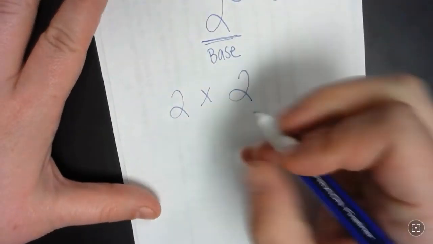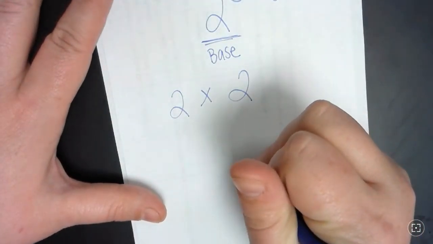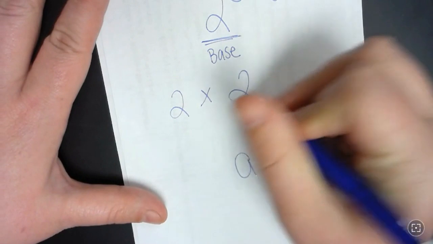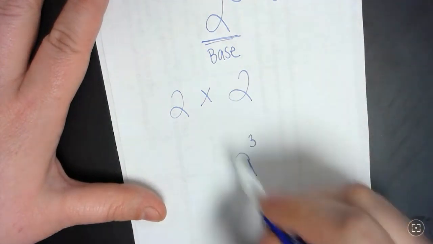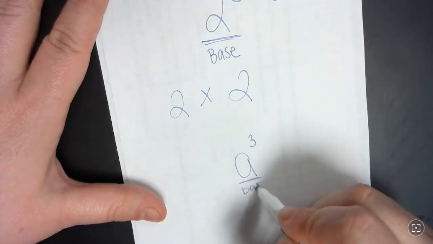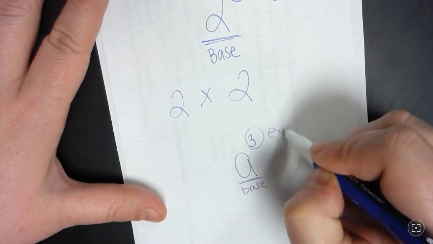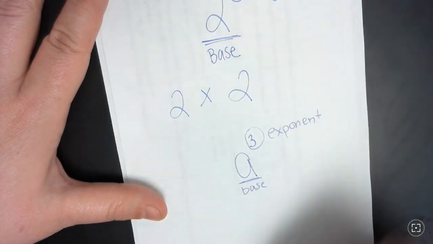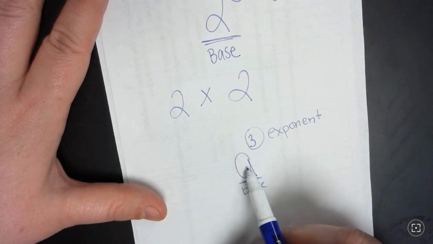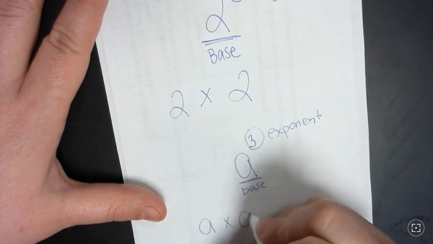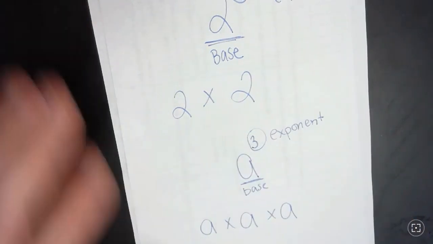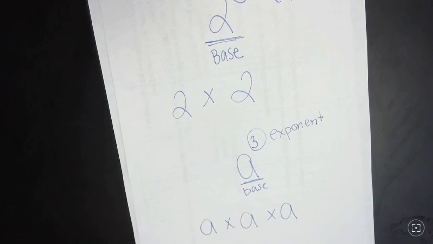So just really quick, even if it's an unknown number, like let's say I have a letter A and I put a little number up here. This still means that this is the base and this is the exponent. And as it's written out, you have this letter or this thing times itself that many times. So A times A times A. It does not mean A times 3. It means A multiplied by itself this many times.